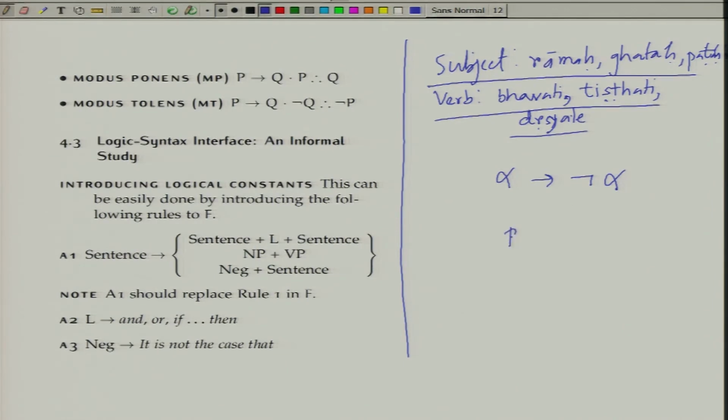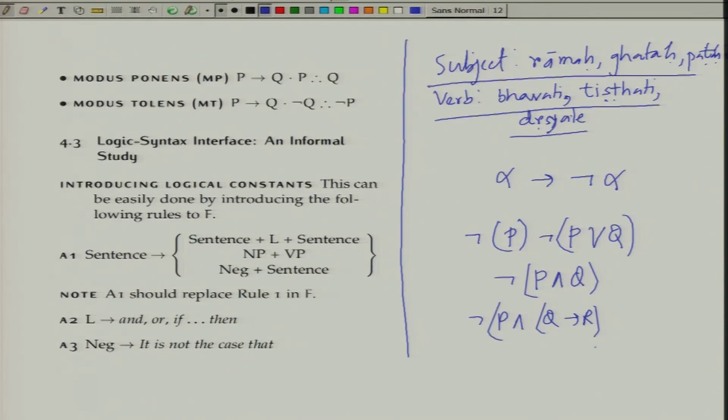A WFF can be P, or it can be P or Q, or it can be P and Q. It can be P and Q implies R. It can be anything. So this applies to all. If anyone is a WFF, then so is the negation of that. So each one is a WFF. This is what is meant by a meta-linguistic variable.